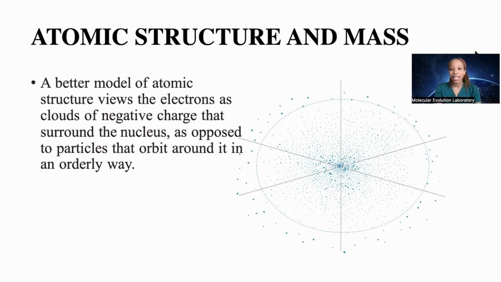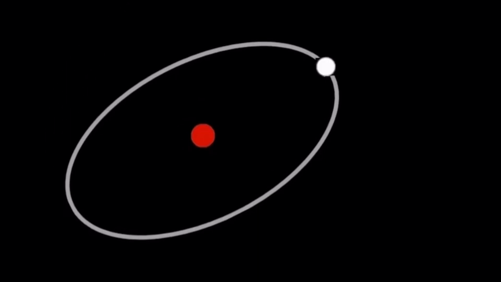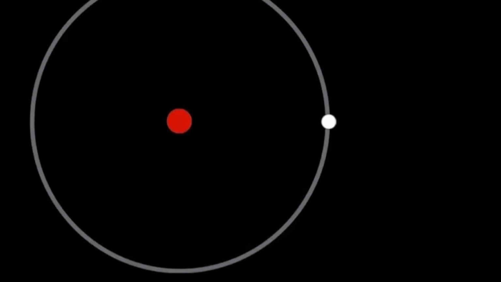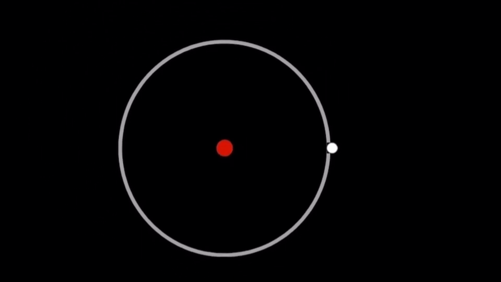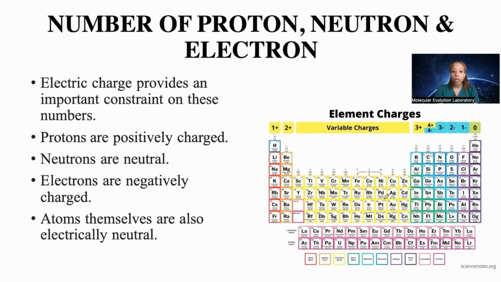A better model of atomic structure views the electron as a cloud of negative charge, because as we said, the electron is negatively charged. This cloud surrounds the nucleus, as opposed to particles that orbit it in an orderly way. As much as we imagine that the electrons are just particles orbiting the nucleus, it actually doesn't appear that way in reality. How they measure the electron is by different colors or wavelengths that are produced. So the electron can appear at any location or at any point in time around the nucleus. These are different photographic representations of where the electron is likely to be.